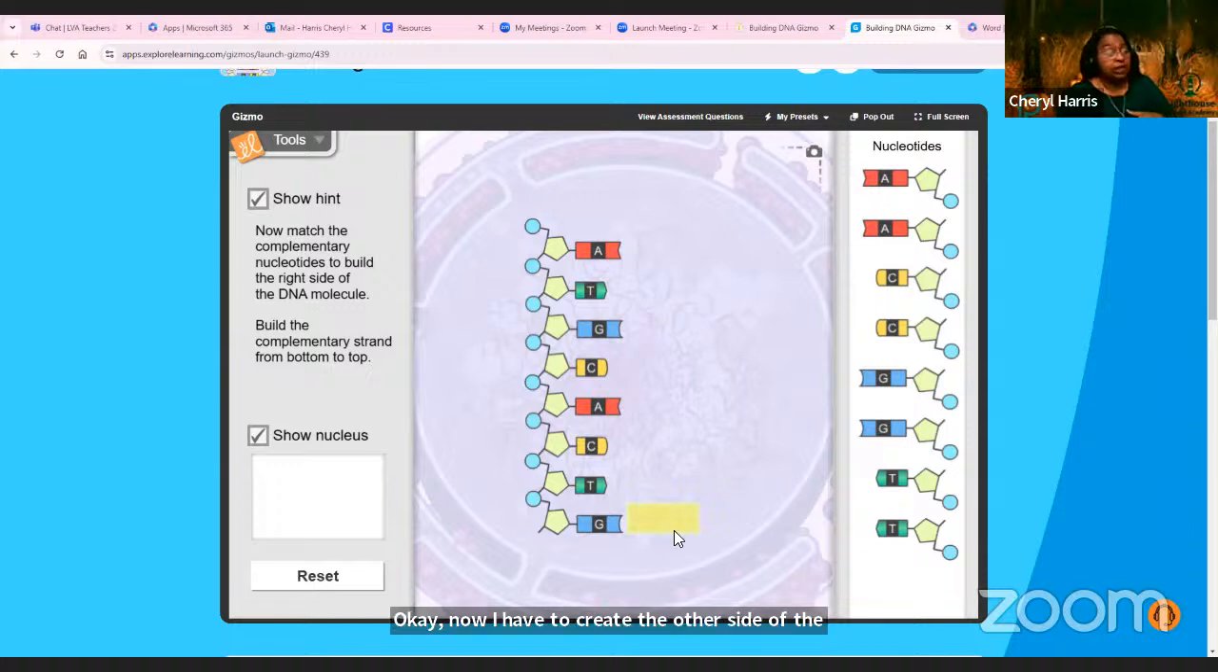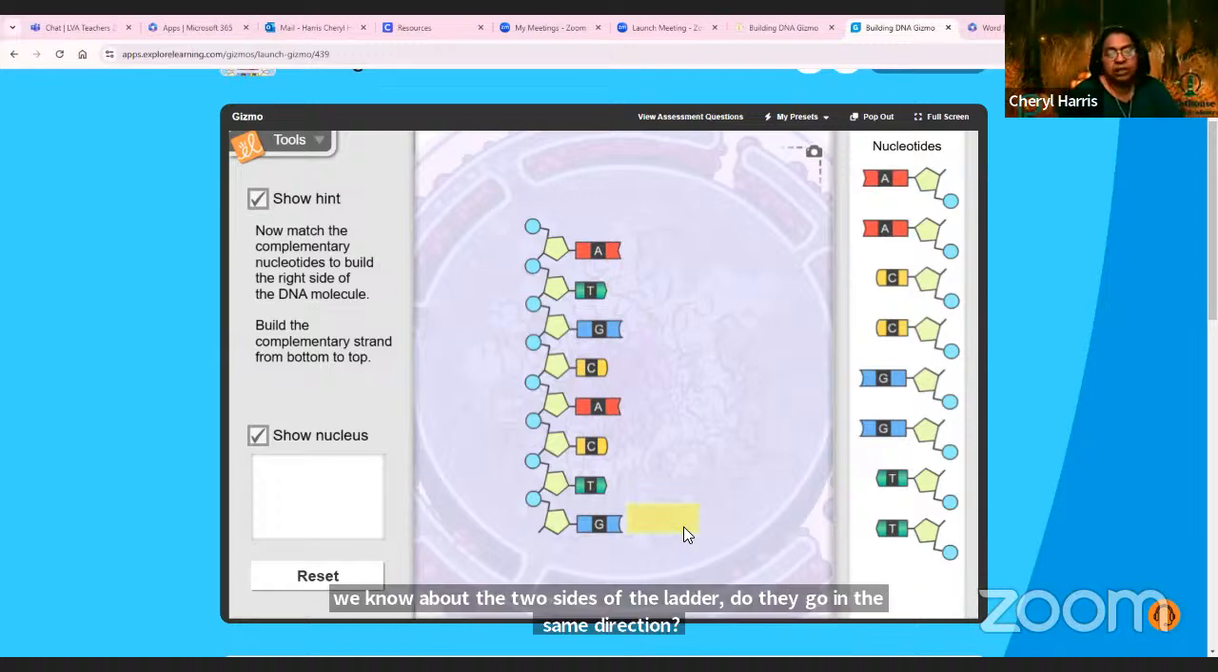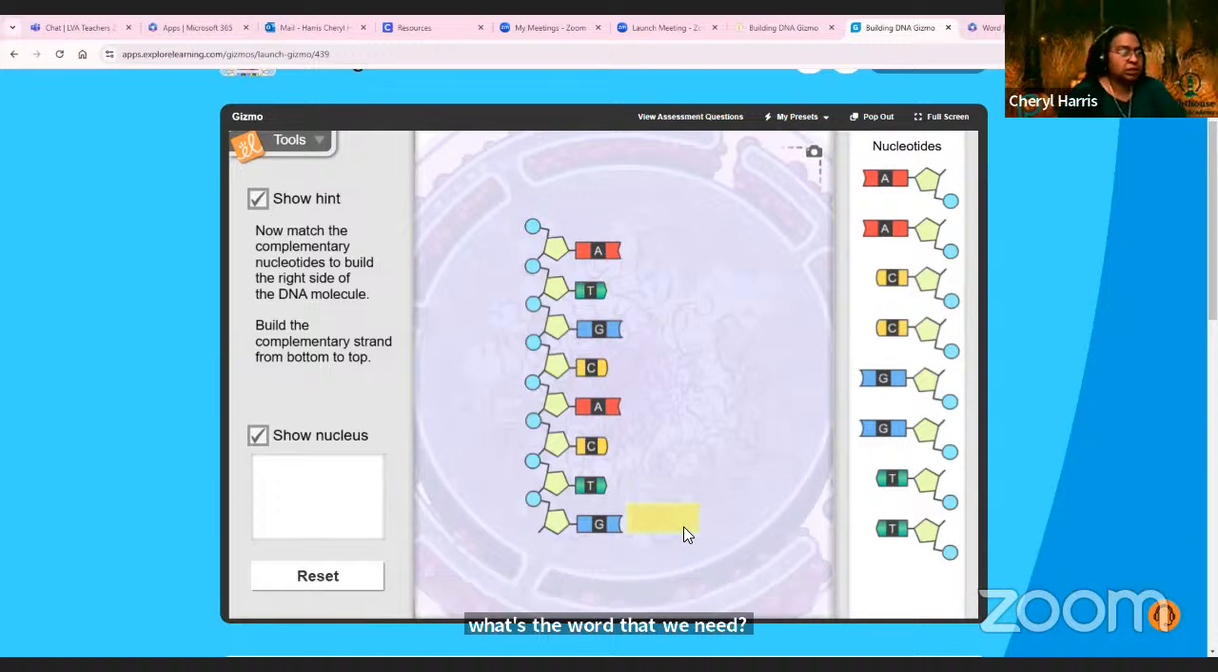Notice the yellow boxes at the bottom. What did we learn when we did the Nearpod? What do we know about why that box is at the bottom? What do we know about the 2 sides of the ladder? Do they go in the same direction? What's the word that we need to know about why this yellow box is at the bottom and not at the top?